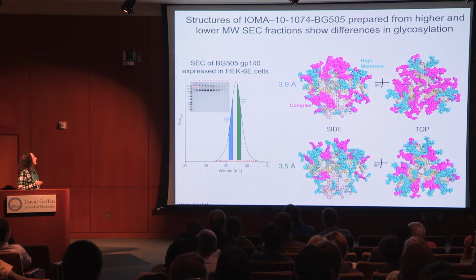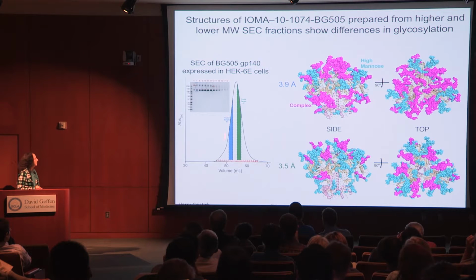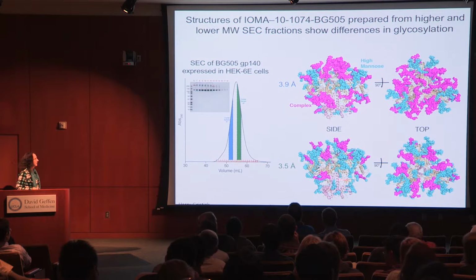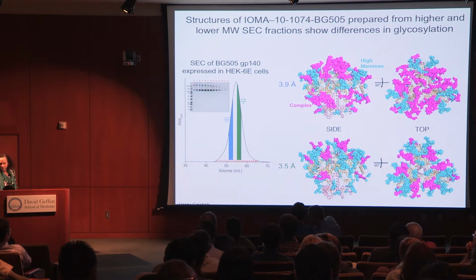So the blue set migrates higher on the gel. It's higher glycosylation, and then the apparently smaller molecular weight ones have less glycosylation. And from the blue samples, I'm just showing you the trimer now, he got the 3.9 angstrom structure. And from the green samples, he got the 3.5 angstrom structure. And you can see pink is complex type N glycans, cyan is high mannose. You can see that this is less heavily glycosylated, and it diffracts to higher resolution as well.